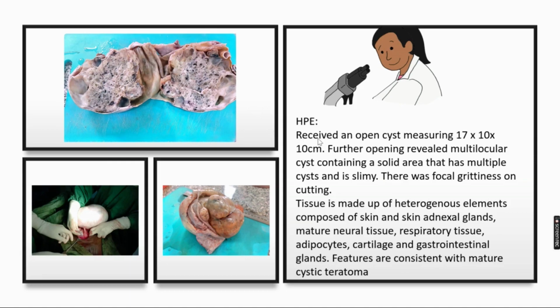The histopathologist received an open cyst measuring 17 by 10 by 10 centimeters. Further opening revealed multilocular cysts containing a solid area that has multiple cysts and is slimy. There was focal grittiness on cutting. Tissue is composed of heterogeneous elements made up of skin and skin adnexal glands, mature neural tissue, respiratory tissue, adipocytes, cartilage, and gastrointestinal glands. Features are consistent with mature cystic teratoma.